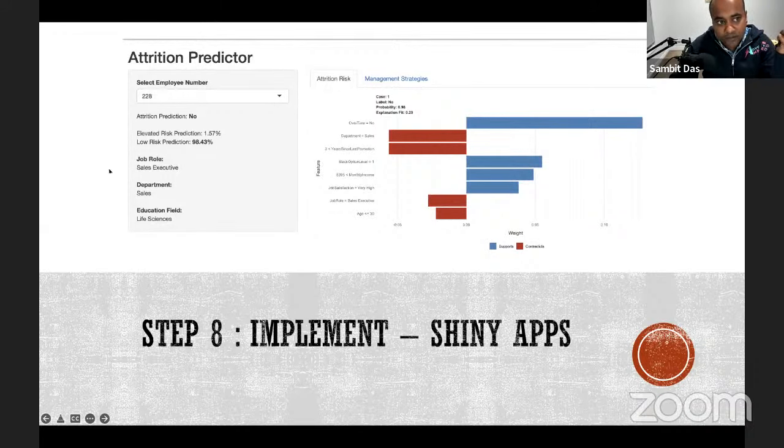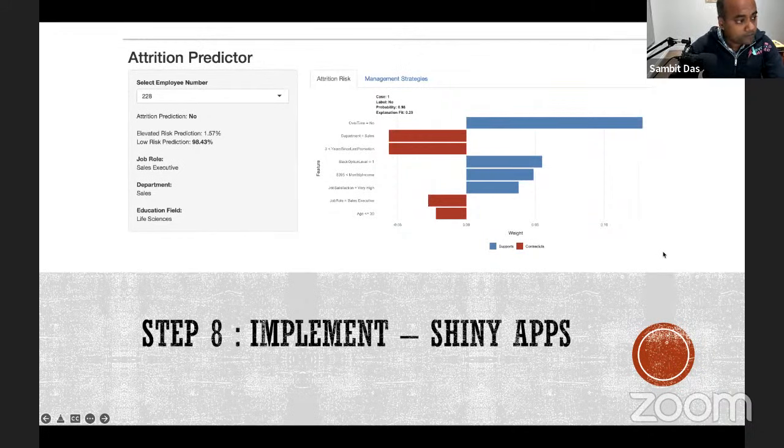I select an employee number, and the app will provide whether this person is likely to leave or not, what is the risk of attrition, and what's the job role, department, and some other variables here. And on the right hand side, it will give you the attrition risk, which factors are supporting, in blue, the person leaving the organization, and which factors, in red, are not supporting attrition for this person, right? So this is where this chart is going to give that information.